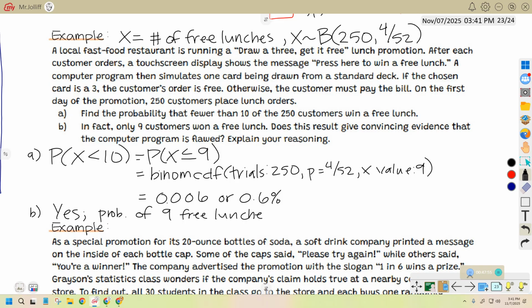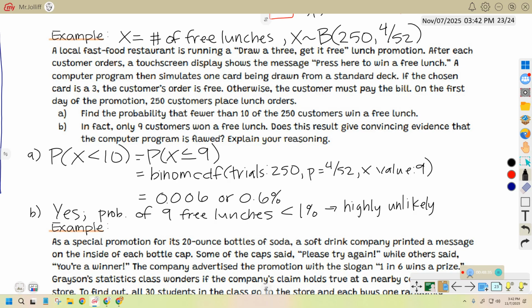The probability of getting exactly 9 free lunches is less than 1%, which means it is highly unlikely. Statistically speaking, I do not expect to see this outcome very often. So if I repeat this a couple more times with sample sizes of 250 and I keep getting low numbers, I'm going to send my code back to the programmer and say, hey, it's broken. It's not doing what it's supposed to do. You made a boo-boo when you programmed that synthetic deck of cards.